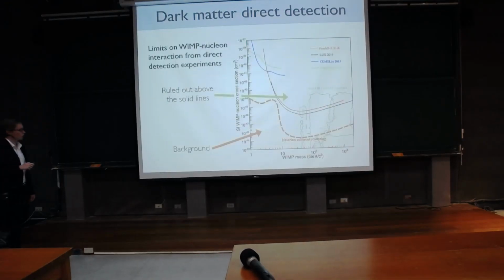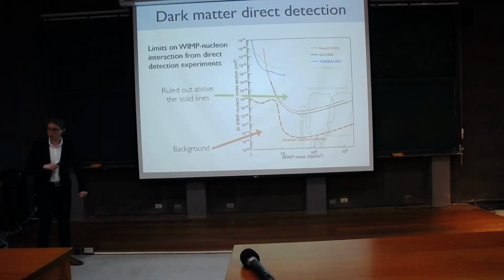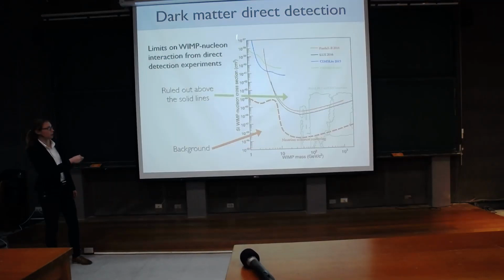Okay, so you might have seen plots like this before. These are exclusion plots from direct searches for dark matter. Here on the horizontal axis, we have the mass of a dark matter particle. Here on the vertical axis is the interaction cross-section for some weakly interacting massive particle with a proton or neutron. These lines here come from different experiments, and above the lines, all of this parameter space is ruled out.